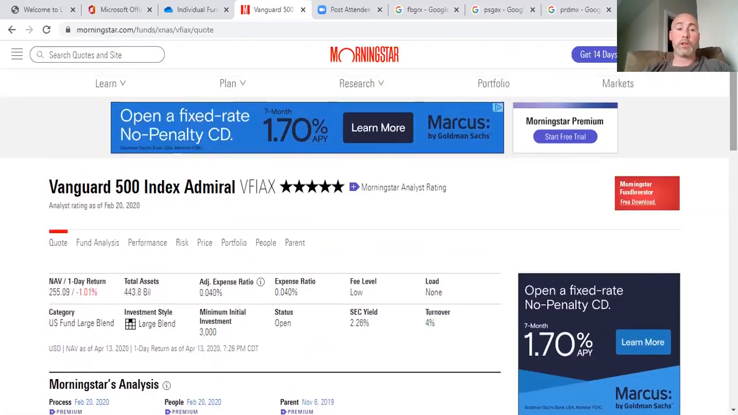Now, here's what I want you guys to do. I'm going to go over a couple of my investments with you. These are actual mutual funds, the ones that I invest in. I follow Dave Ramsey's advice.